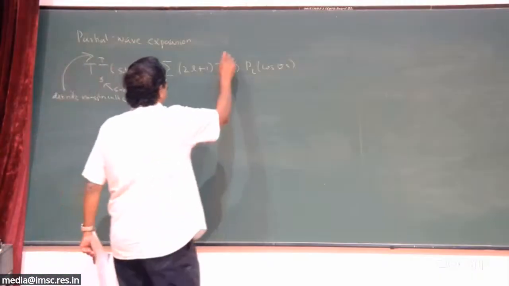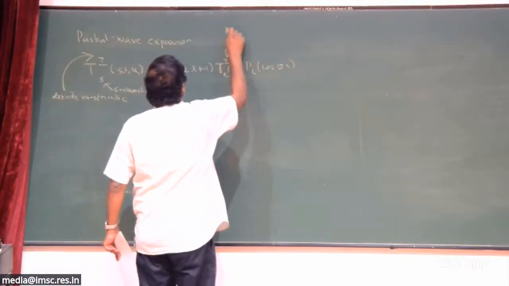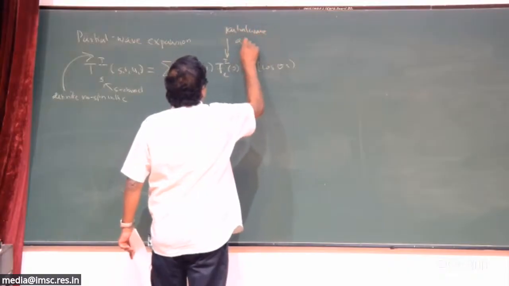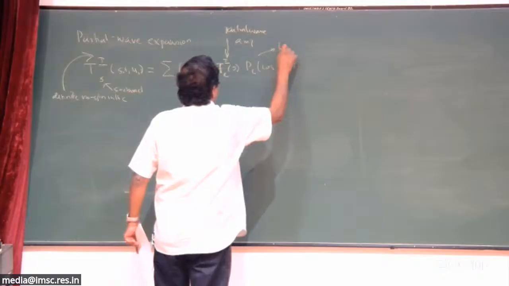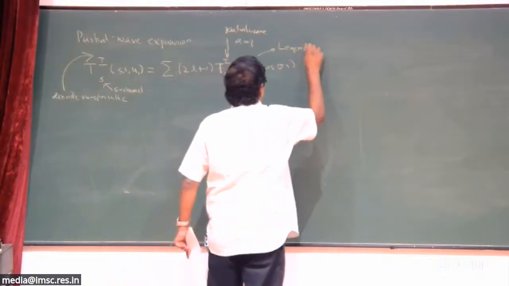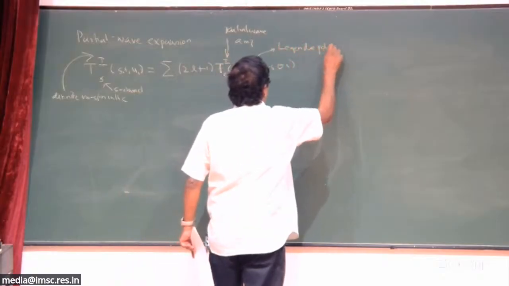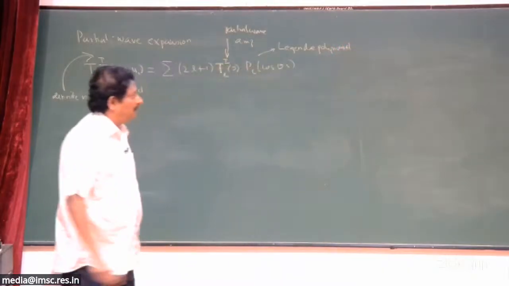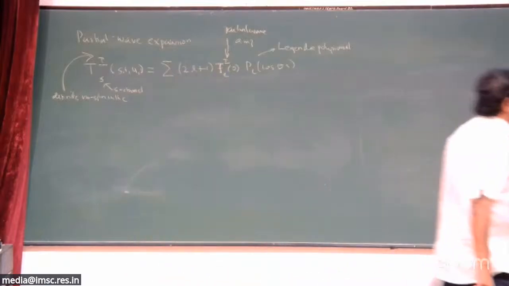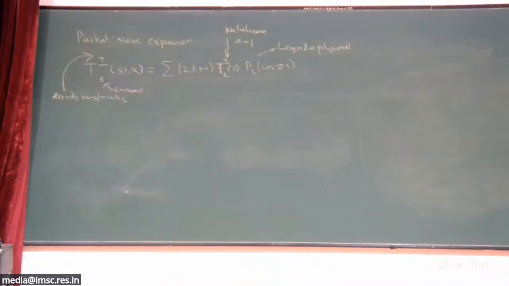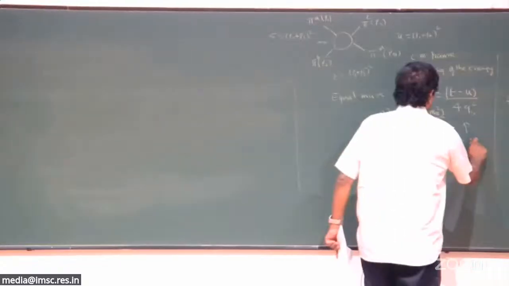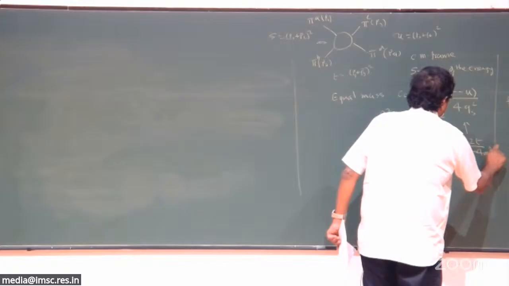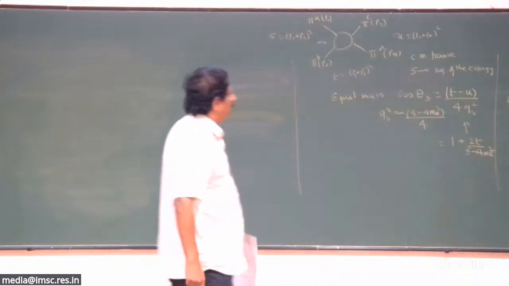This is the partial wave amplitude, and this is the Legendre polynomial. So another way of writing the same thing: cosine theta is also equal to 1 plus 2t divided by s minus 4 m pi squared. Okay. So this is cosine theta_S.